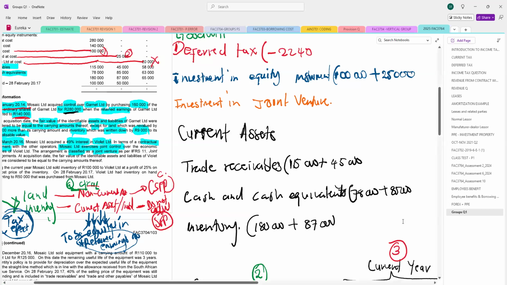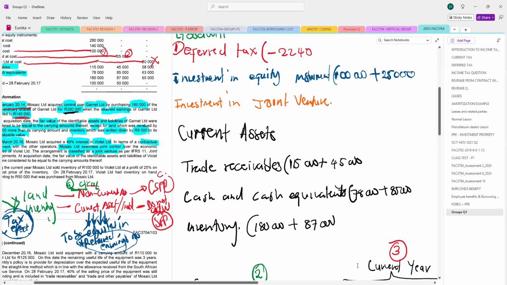Guys, you do not account for goodwill on a joint venture or associate. There's no such thing. When applying the equity method, the goodwill is already part of the carrying amount, so there's no need to account for it. We only account for goodwill of the subsidiary company, all subsidiaries that I have. I hope it's making sense.